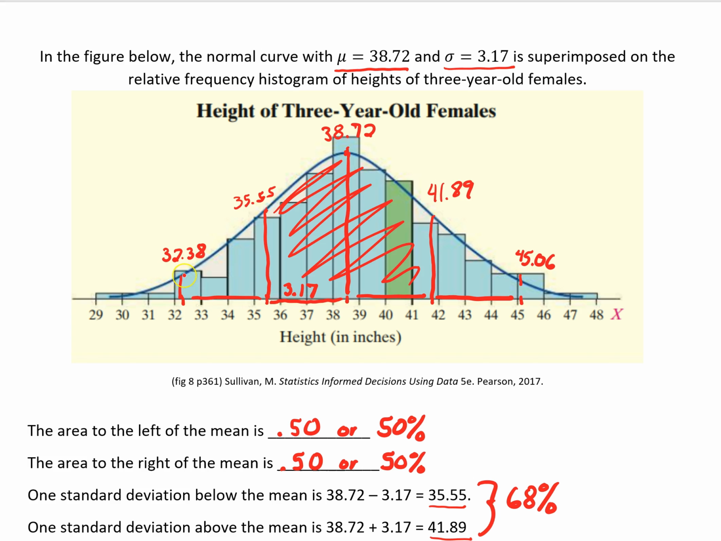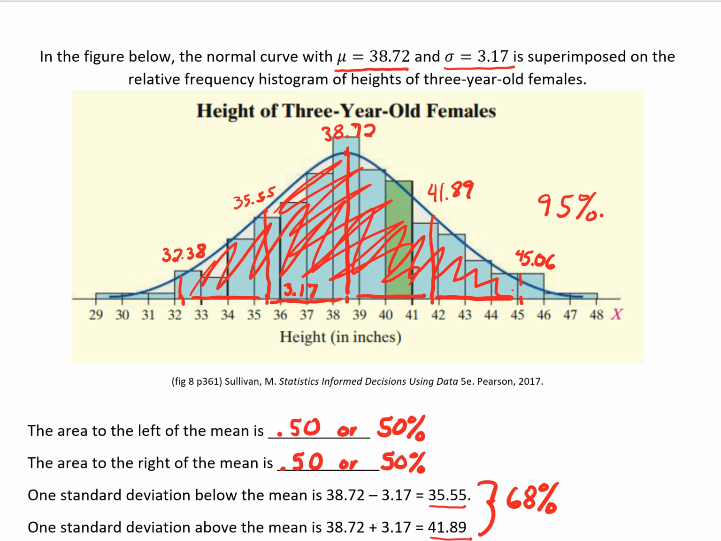The area between the values 32.38 and 45.06 represents about 95% of the population. So about 95% of female children age 3 should have heights between 32.38 inches and 45.06 inches. Children outside of those ranges are considered to have unusual heights.